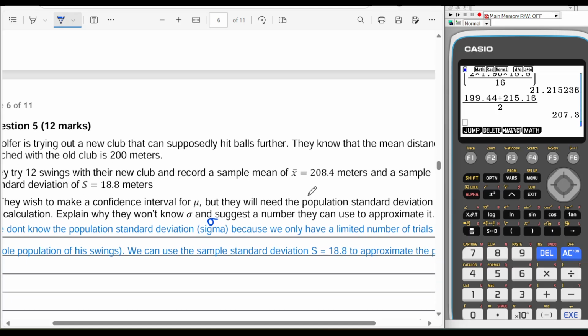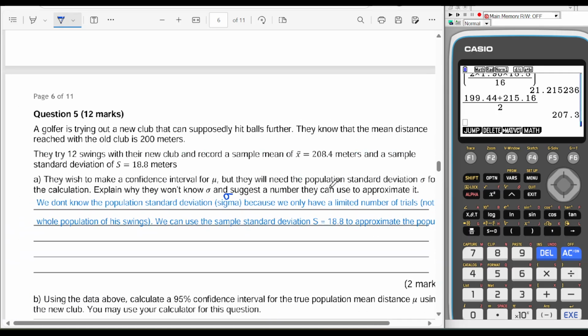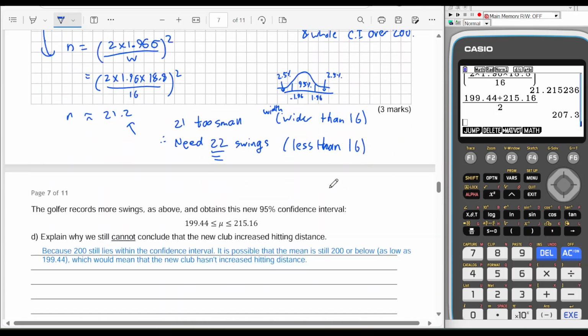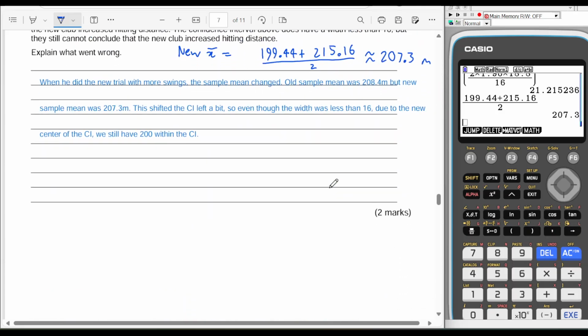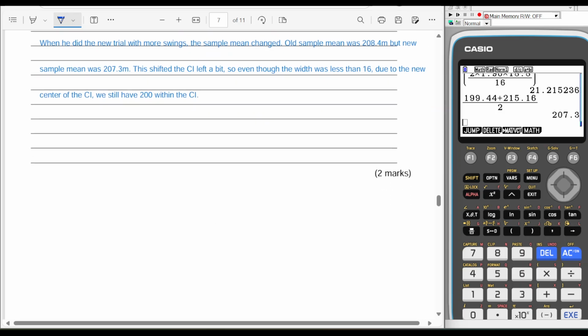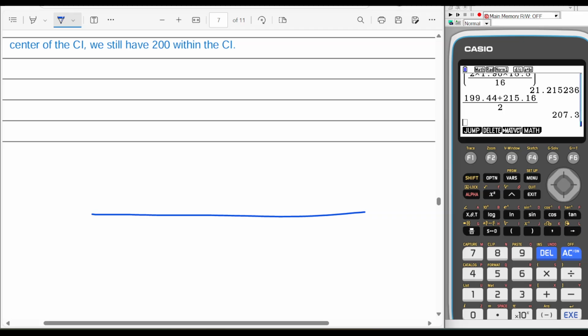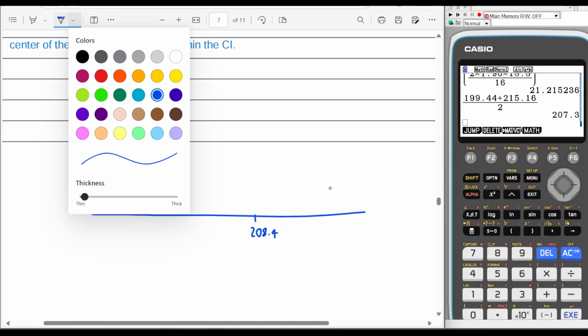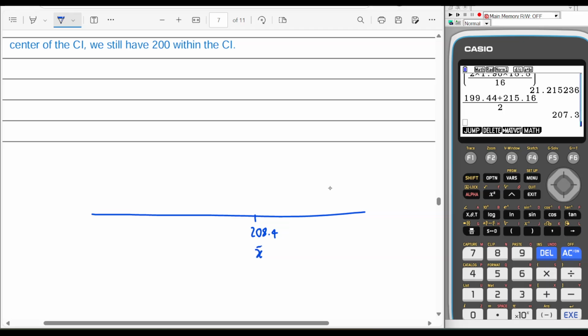Sample mean will not stay the same if you do another confidence interval. And that's the key here. The whole confidence interval is shifted down. So for this, you do it on a number line. So 208.4, and then this was the X bar original.